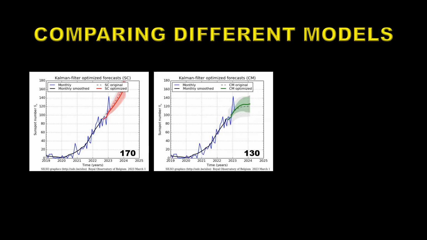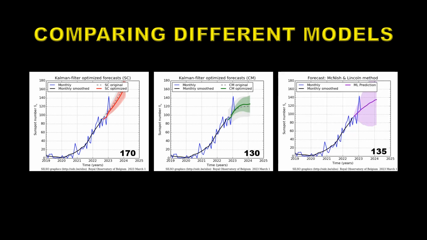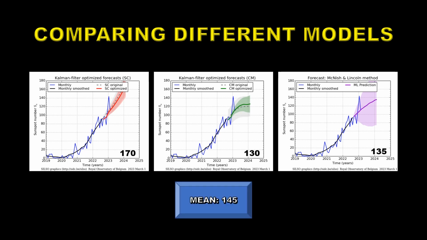The second one is the common model algorithm, and you can see this one is showing signs of turning over. By the end of 2024, we'll have reached a plateau at about 130. Then there is what's called the McNish and Lincoln method, which shows an upward trend going through the end of 2024 and continuing upwards. So maximum will be 135 or greater. The mean of these three comes out to be 145.